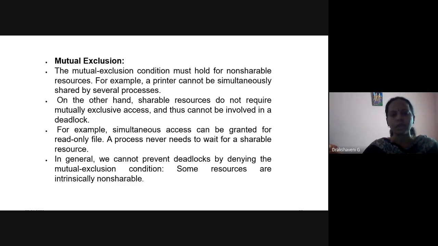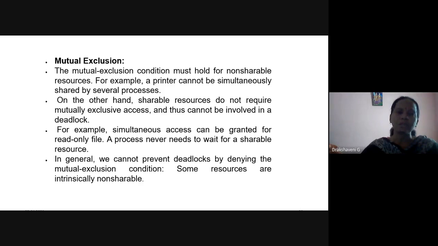So, mutual exclusion. The mutual exclusion condition must hold for non-shareable resources. So what is mutual exclusion? When should you go for mutual exclusion to avoid deadlock? Non-shareable. So I don't want to share anything. Non-shareable, then you can go for mutual exclusion. For example, a printer cannot be simultaneously shared by several processes. Printing cannot be done by four people at a time. Only one page of printing will be done at one time. That's what mutual exclusion is.